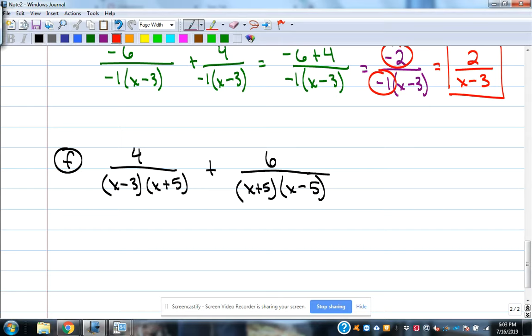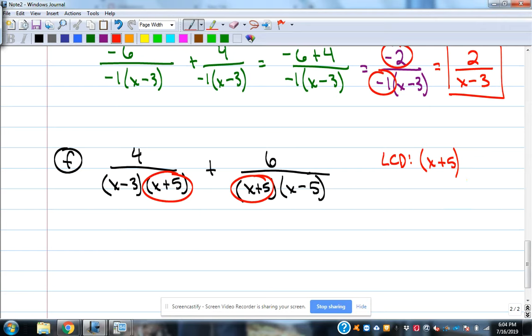Okay. So here, this one has denominators that are already factored for us. So we don't have to, and they're in descending order. So everything's already kind of done for us there. So we want to look at the least common denominator and see if we can find that. So we look first to see what they have in common. What's common between the two fractions? Well, they both have this x plus 5. So that automatically shows up in the common denominator.